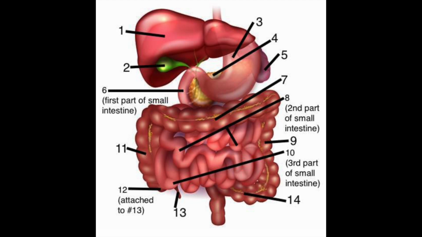Number 7 is the transverse colon. Number 8 is the jejunum. Number 9 is the descending colon. Number 10 is the ileum. Number 11 is the ascending colon. Number 12 is the cecum. Number 13 is the appendix, and number 14 is the sigmoid colon.